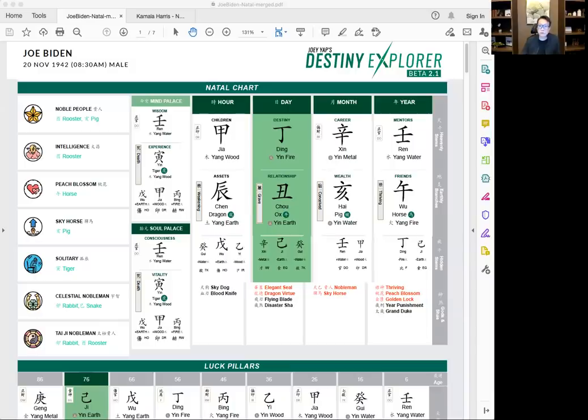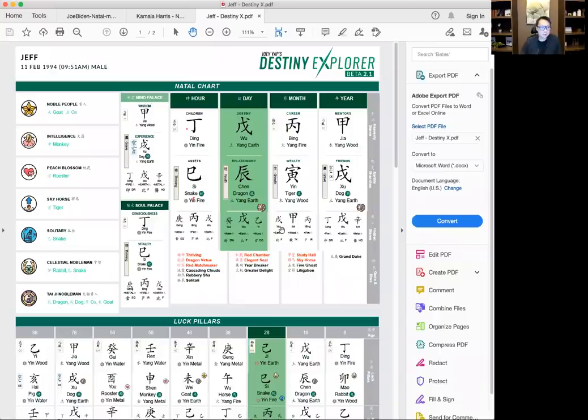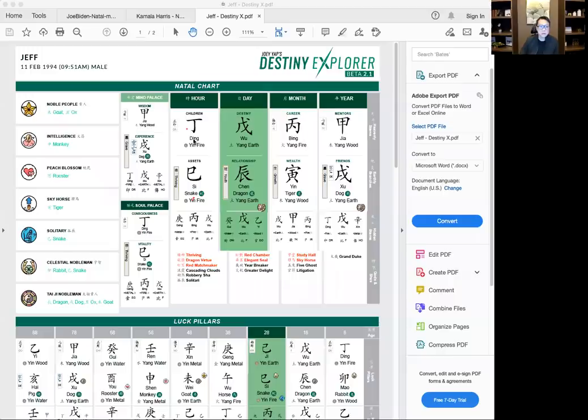Okay, so if you look at maybe another example, let me bring out another chart here. Give me a second. Okay, so I'm bringing another chart out. So this you can see a Tai Chi Nobleman. Let's just say the Tai Chi Noblemen here are dragon, dog, ox, and goat. This person has two Tai Chi Noblemen.